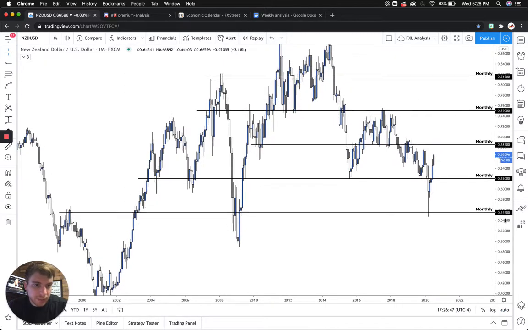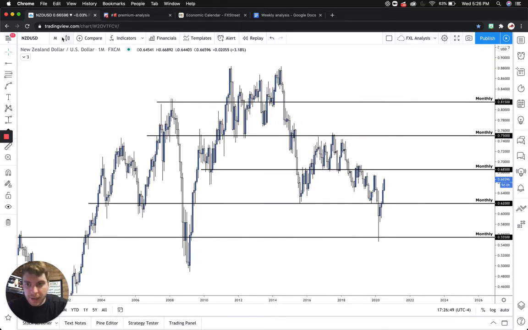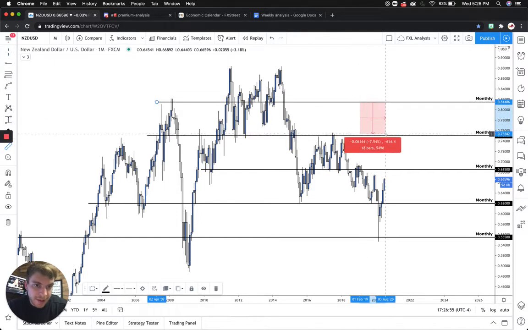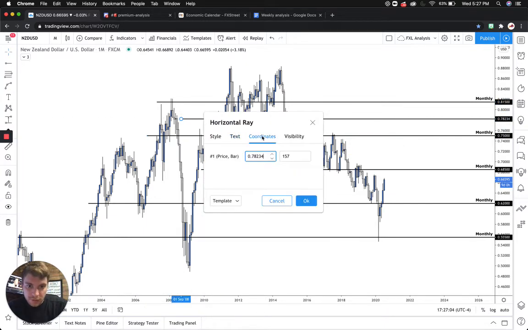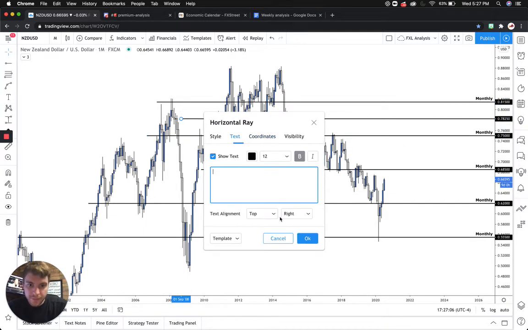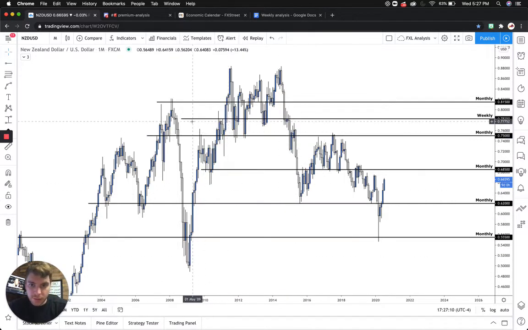Next thing we want to do is split these levels, identify the weekly levels between them. So this is how we'll do that. Pretty much just going to half these zones, and that's how we're going to find our weekly. Same thing, we're going to kind of round these off. Looking like 0.7825. Now this is the weekly. Okay, that looks pretty good.